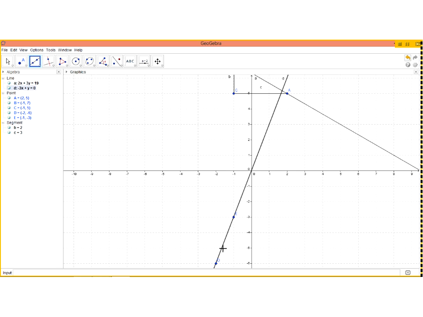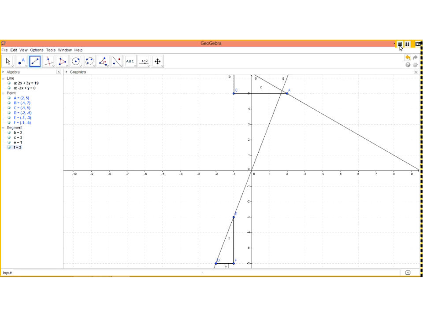And now I connect my 2 points. So I just count out the slope, and I can see that I went over 1, then I went up 3. So that's counting out my slope.